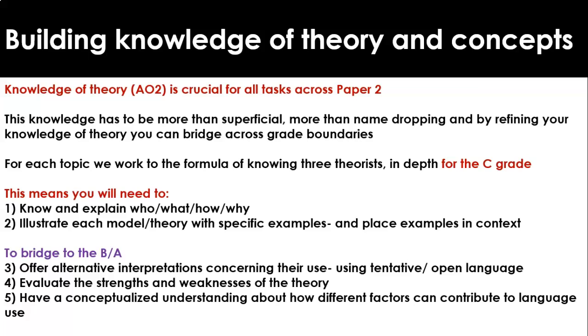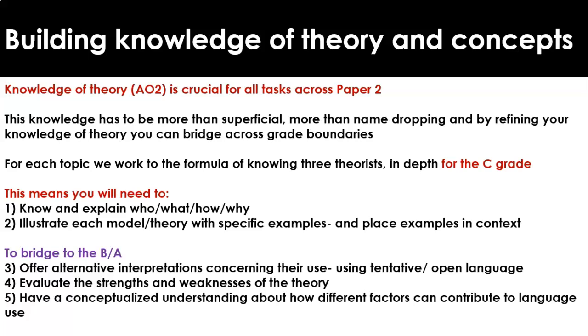But you begin to say to yourself, well, I'm aiming for a C, my target's a C, so I only need to know 3 of the 5, 6, 7, 8 theorists that Mrs. taught us. However, bridging to the B and the A is dependent on knowing a greater variety of those theories. So that means you will need to know and explain who a theorist is, what they contribute, how they arrived at that contribution, at that conclusion, and why it's significant. You also, now this is so important, need to be able to illustrate each model and theory with specific examples and place those examples in context.